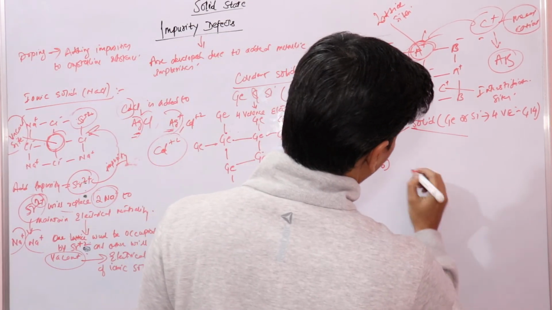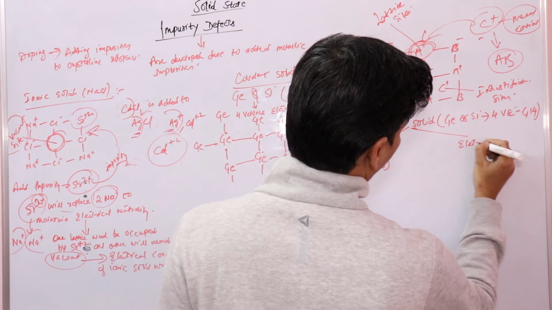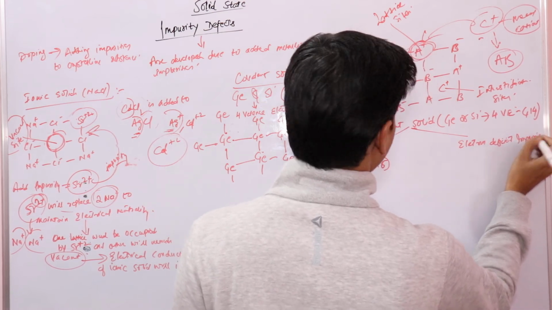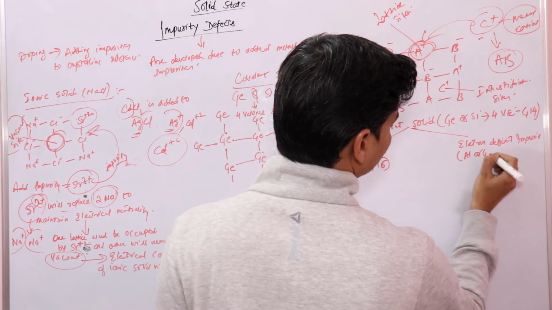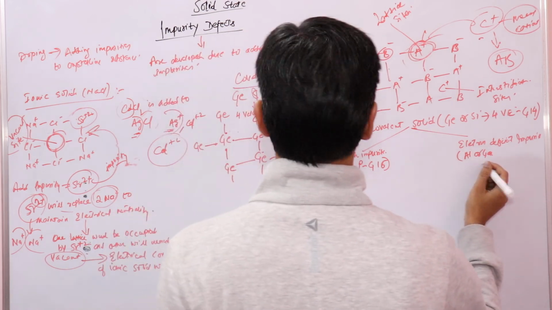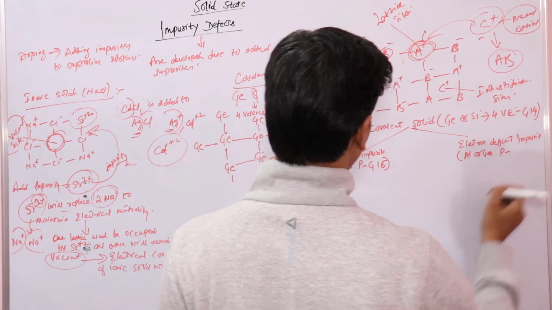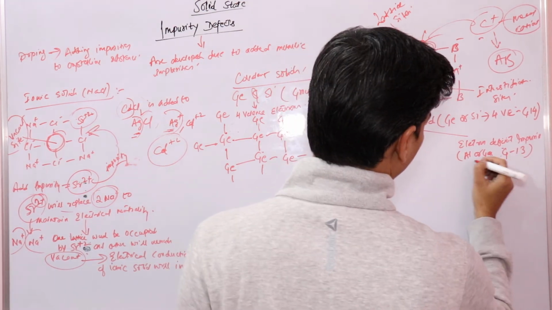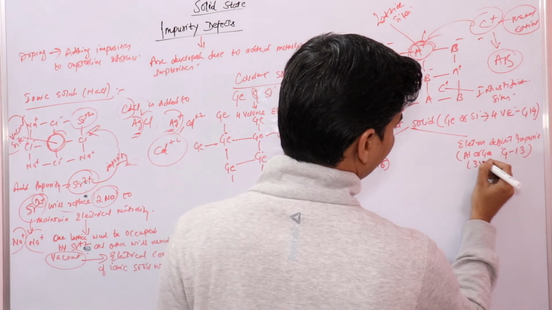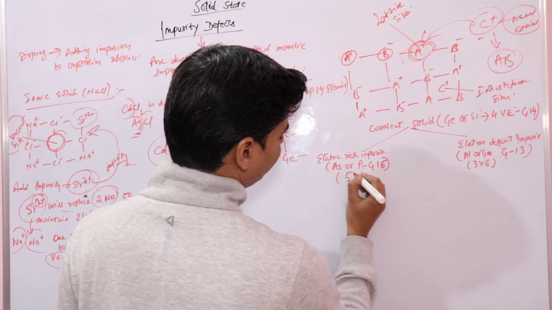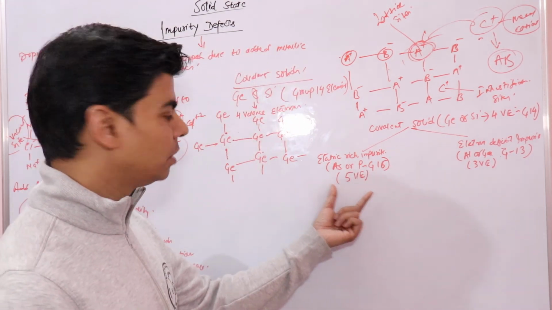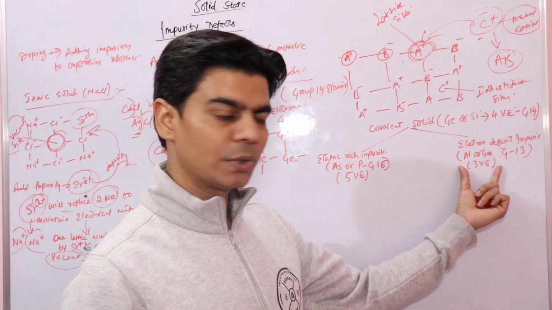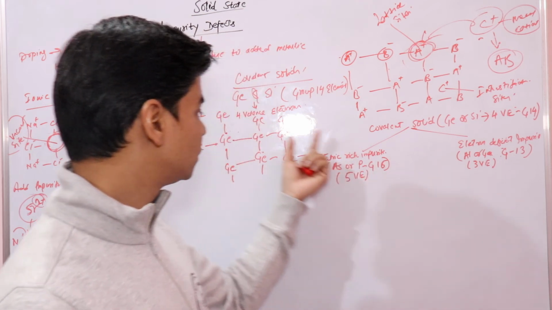And the other is you can add electron deficient impurities, for example aluminium or gallium, that belong to group 13 of the periodic table. It has 3 valence electrons, and this one has 5 valence electrons. So this one is electron rich because arsenic has 1 electron more in the valence shell than germanium, and this is an electron deficient impurity because aluminium has 3 valence electrons, which is 1 less than germanium.